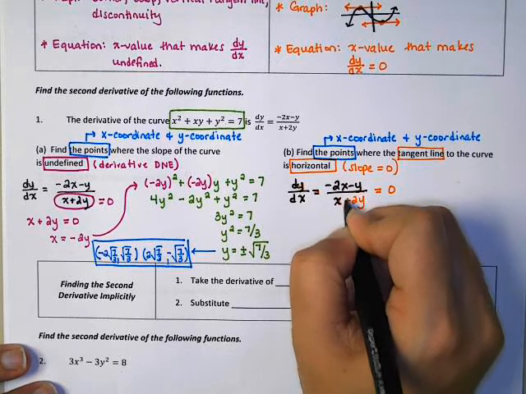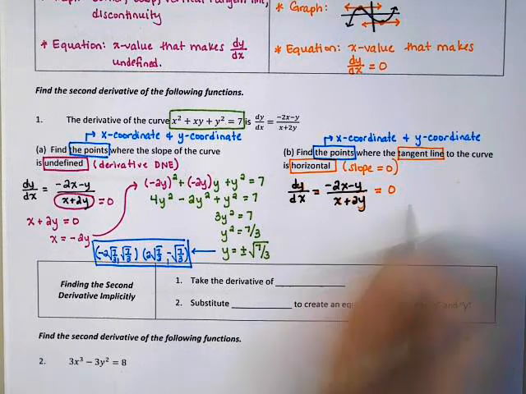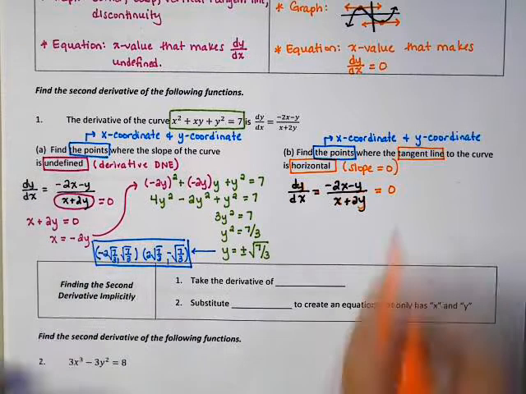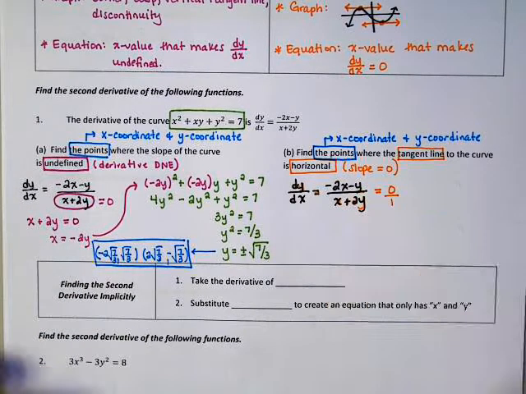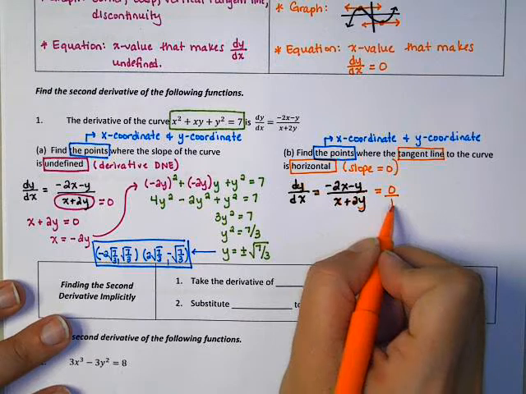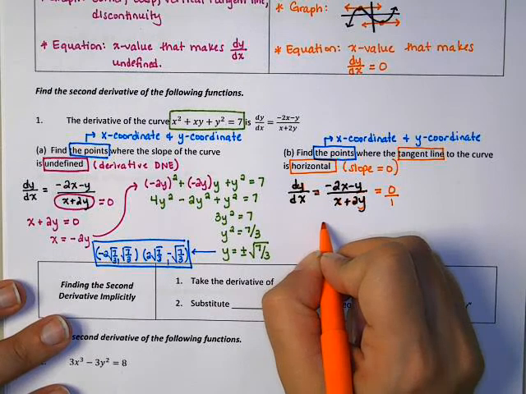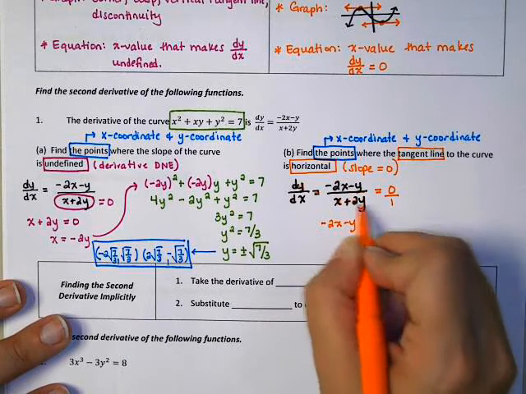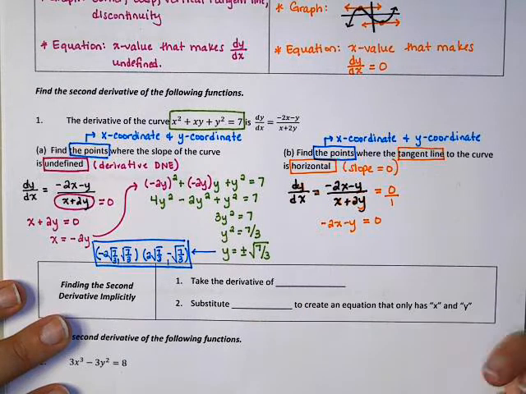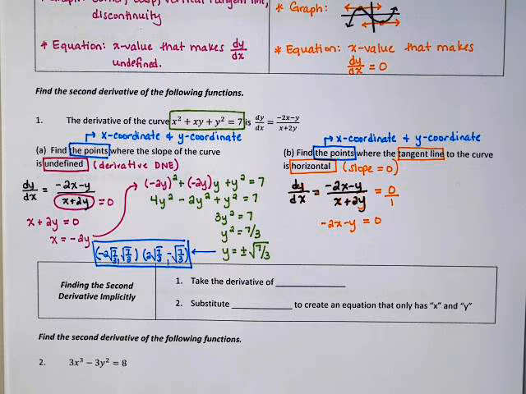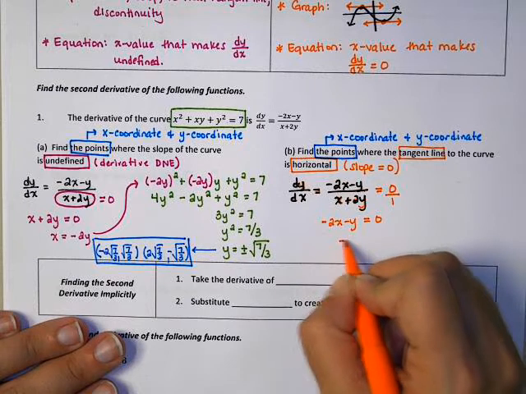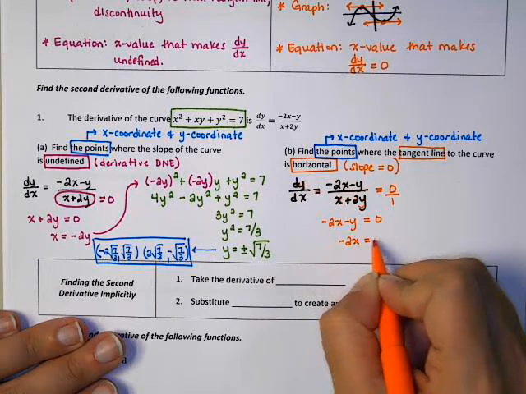Now when I'm solving an equation like this, I find it easiest to use the technique of cross multiplication. So I like to put 0 over 1 and then cross multiply. 1 times negative 2x minus y is just negative 2x minus y, and x plus 2y times 0 is just 0. Once again, you'll notice we have one equation with 2 variables. So I'm going to get one of these variables by itself. I'm just going to add the y to move it to the other side.